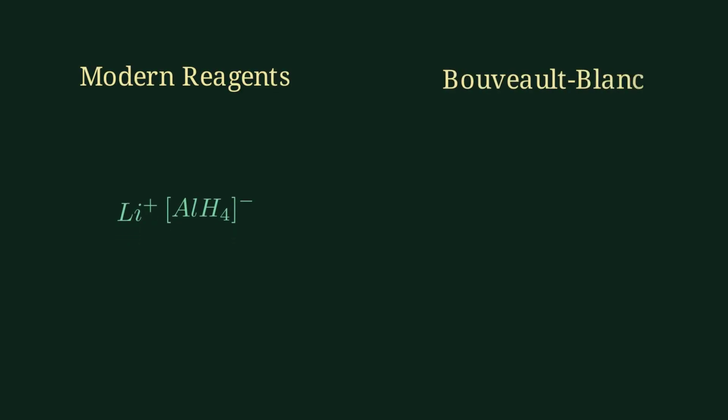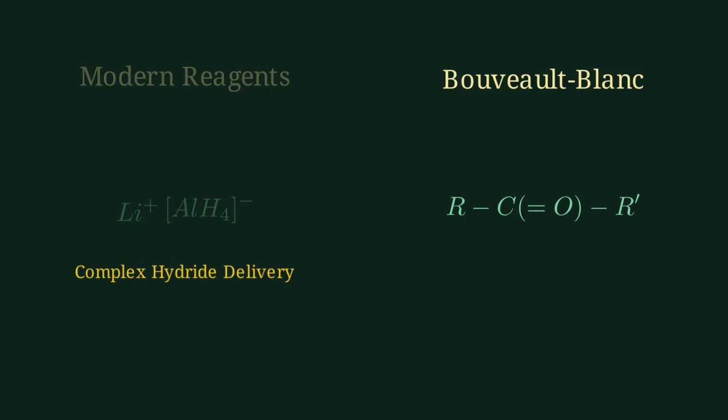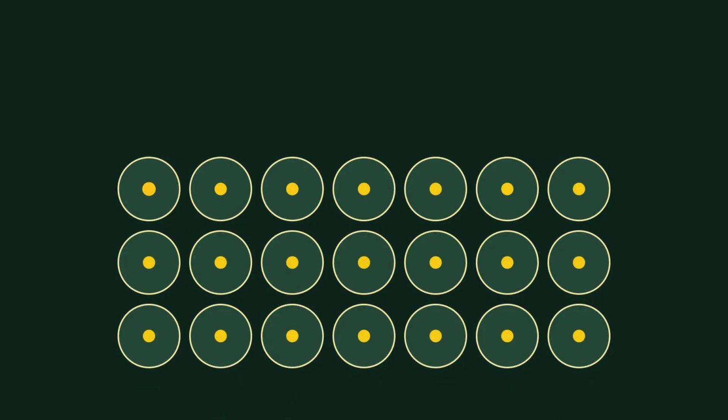It's easy to take modern reagents for granted, but the Bouveault-Blanc reduction is a beautiful reminder of how classic chemistry works. It doesn't rely on complex hydride delivery. It relies on the raw power of single electrons moving one by one to rebuild a molecule. The next time you see a metal surface, don't just think of it as a solid object. Think of it as a reservoir of potential, waiting for the right moment to push a molecule toward a new identity.